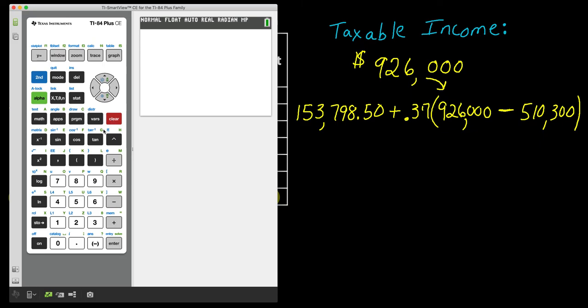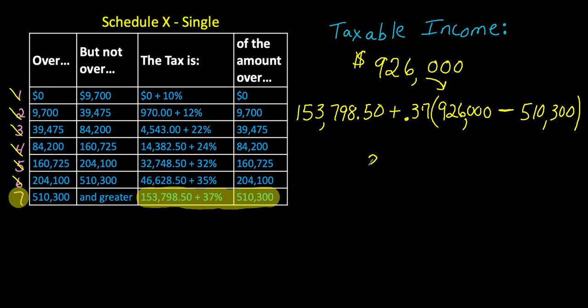So it's 153,798.50 plus 0.37 times 926,000 minus 510,300. I'll close that off. And it's 307,607.50.